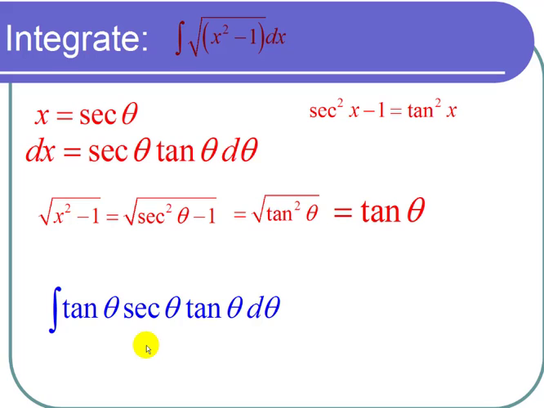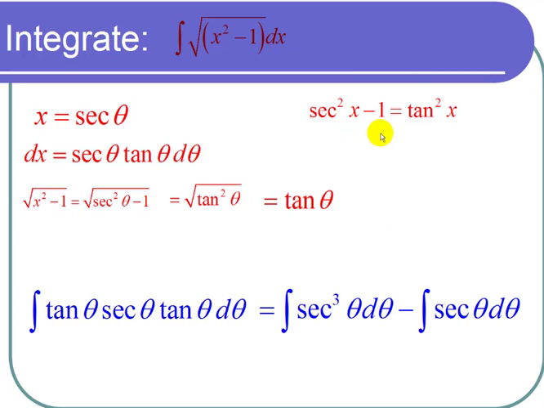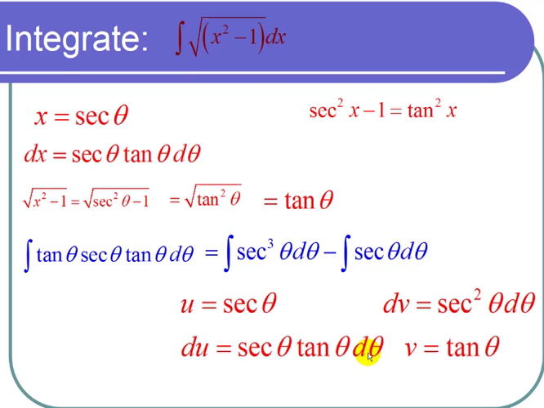Okay, the trick on this integral is tangent theta times tangent theta is tangent squared theta. And tangent squared theta is secant squared theta minus 1 from this identity. I can multiply the secant squared theta minus 1 through the secant theta, and I get a secant cubed theta d theta minus a secant of theta d theta. For the secant cubed of theta, I'm going to use integration by parts.